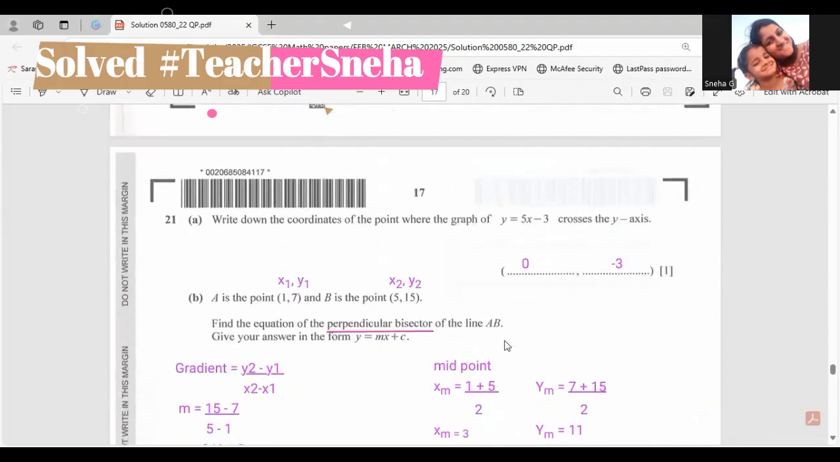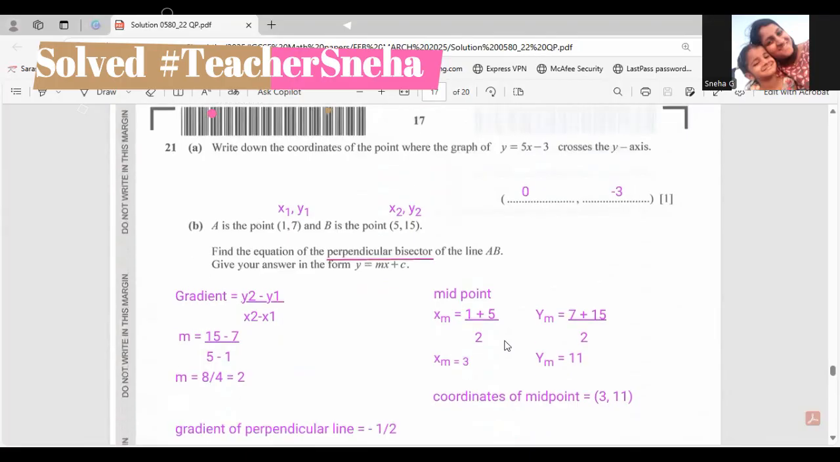Moving further to the next question. Write down the coordinates of the point where the graph y is equal to 5x minus 3 crosses the y-axis. So the point where it crosses the y-axis is the y-intercept. So we can see here the y-intercept is minus 3. So the coordinate of y is minus 3 and the coordinate of x will be 0.